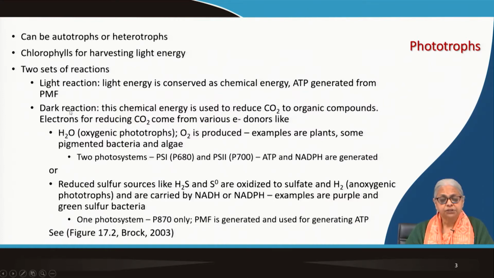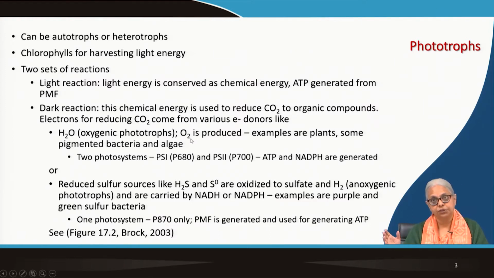The second set of reactions are called dark reactions. Here, the chemical energy that has been harvested from light is going to be used to reduce CO2 to organic compounds. Electrons for reducing CO2 from different electron donors can be done in different ways. So here we have 2 examples. We have what are called oxygenic phototrophs, and we have anoxygenic phototrophs. Under oxygenic phototrophs, the electron donor is water, oxygen is produced.